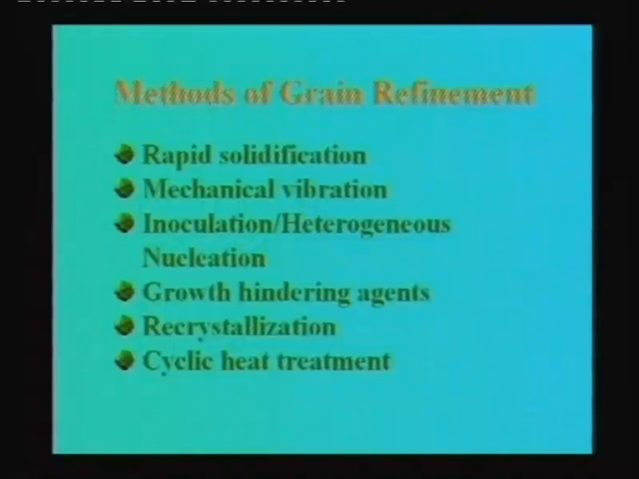High undercooling. Once we achieve high undercooling, then you have a high nucleation rate and a small critical nucleus, and that is what gives you fine grains. A smaller critical nucleus and a higher nucleation rate is what we achieve by high undercooling, and that gives you a fine grain structure. And the second possibility is what is called mechanical vibration of the liquid.